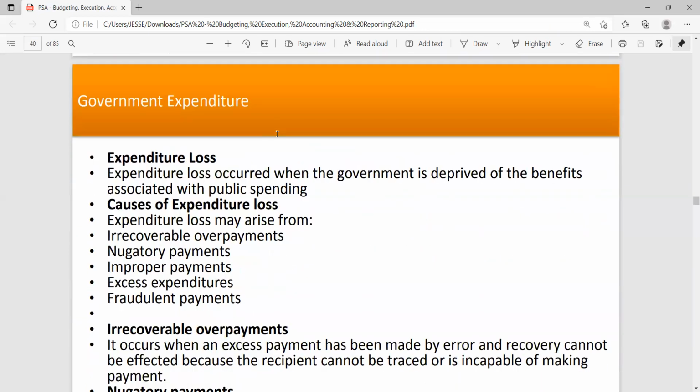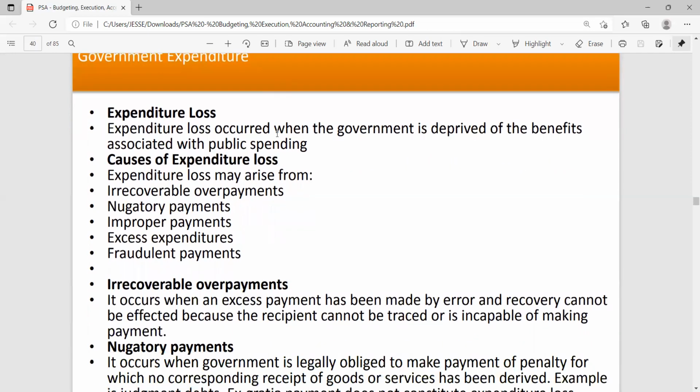Now let's move on to expenditure loss. Expenditure loss occurs when the government is deprived of the benefits associated with public spending. And what are the causes of expenditure loss? Number 1, irrecoverable overpayments. So sometimes the government will make overpayments and they can't recover the amounts they overpaid. Nugatory payments could also be a factor. Improper payments could also be a factor.